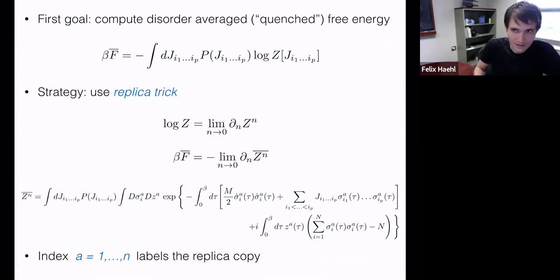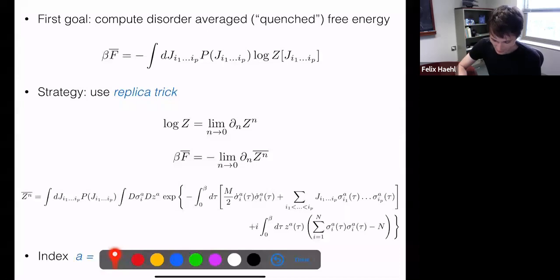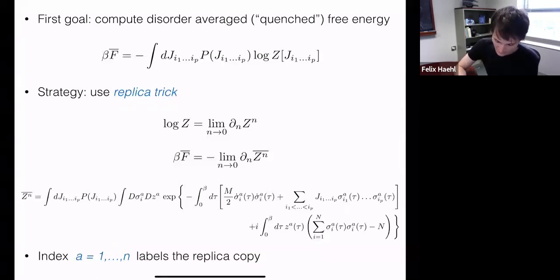And the usual strategy for doing that is, of course, to use the replica trick. So we write log Z as the limit as n goes to 0 of d/dn of Z to the n. Then we can replace log Z by powers of Z, and to compute this order averaged free energy, we only have to compute the average of powers of Z. That's easier to compute, so we can do that at large n, and we get some expression.